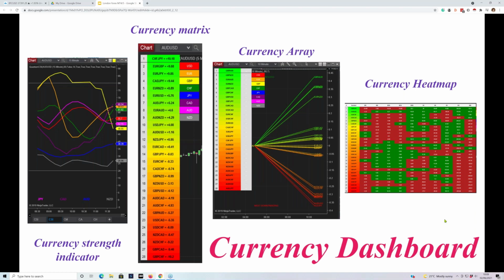Because, as I said, not only do we want to see what the price action is, there is a reason behind that price action, and one of those reasons is sentiment, and it's the quickest way to see it, rather than looking at all the 28 charts or so that we tend to trade as retail traders. So the first one is the currency strength indicator. That breaks it down to the individual currencies. And then we look at the currency pairs through the matrix, the array, and the currency heat map.